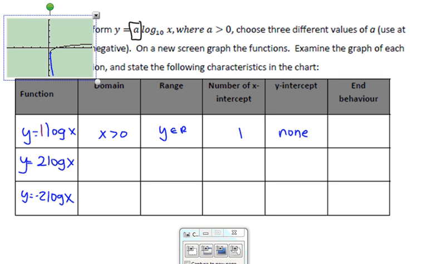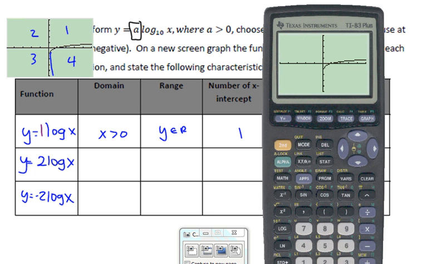End behavior. So, what's the end behavior of this graph? It goes from quadrant 4 to quadrant 1. Okay, let's try the next guy.